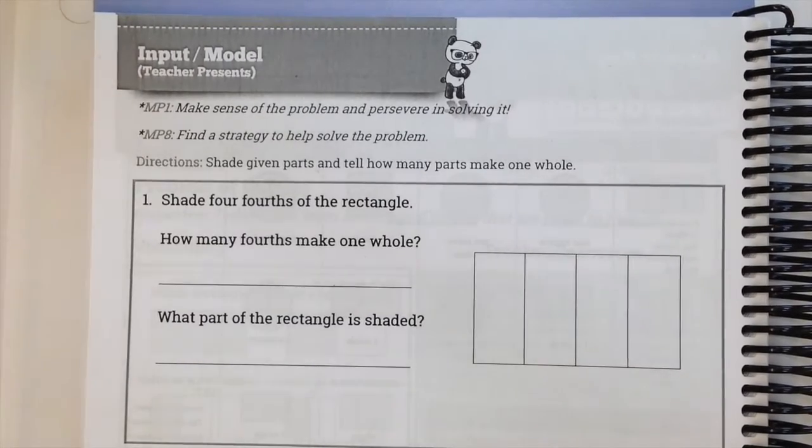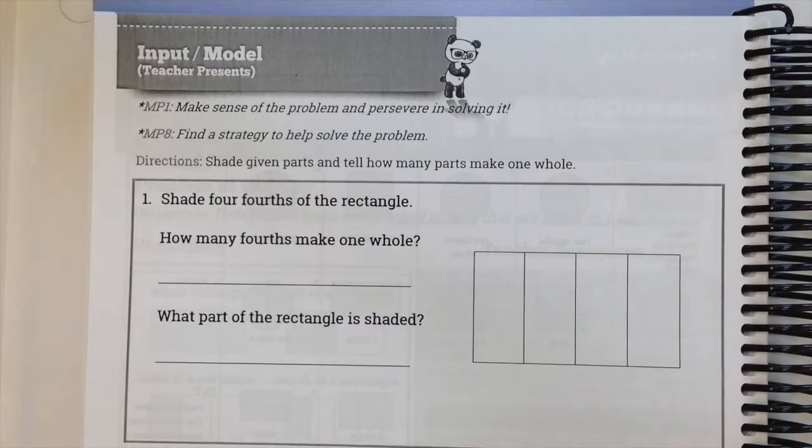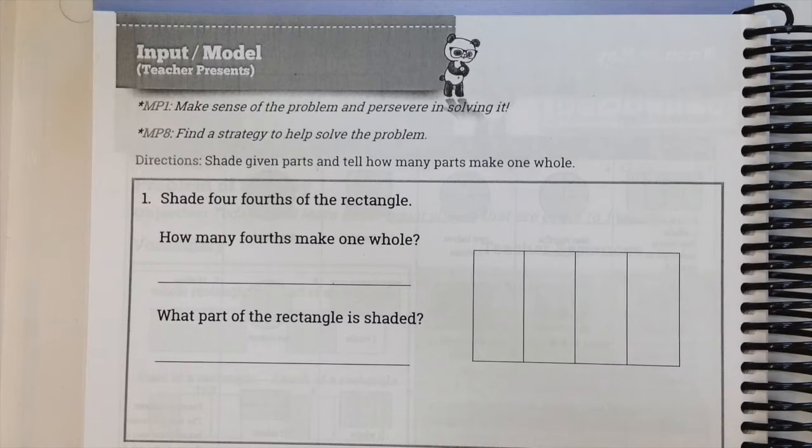All right, so now it is time for me to model a couple of problems for you so that you know what you're going to be doing today in your independent practice. So the directions at the top of the page say, shade given parts and tell how many parts make one whole. So number 1 says shade 4/4 of the rectangle. How many fourths make one whole? And what part of the rectangle is shaded?